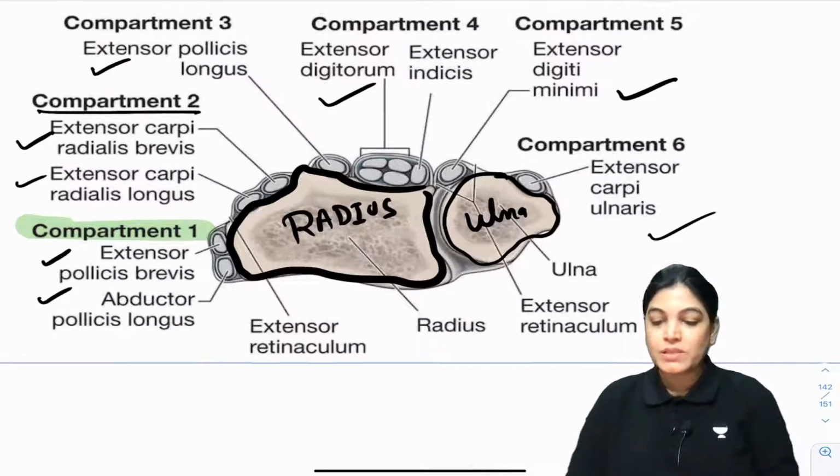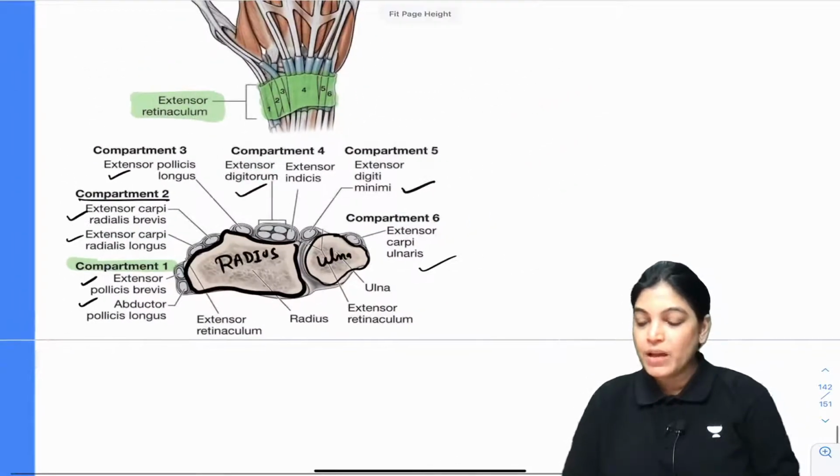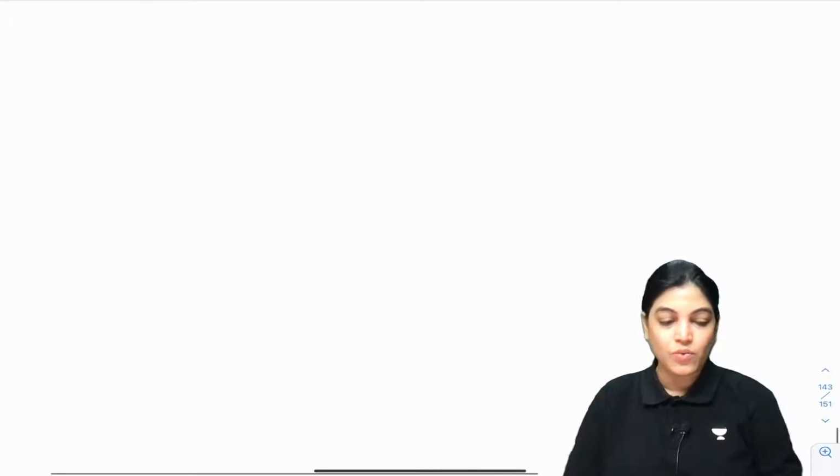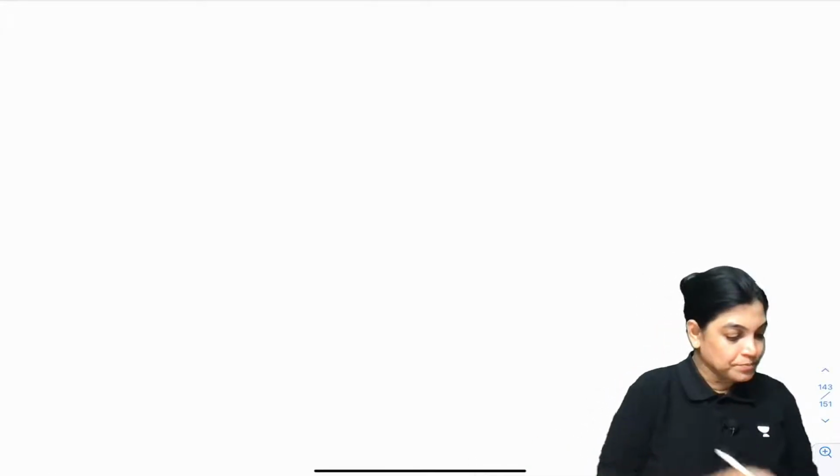So, my dear aspirants, I would like to make this diagram. Again, you make this diagram with me so that you can better understand this. We are going to make the extensor compartment.